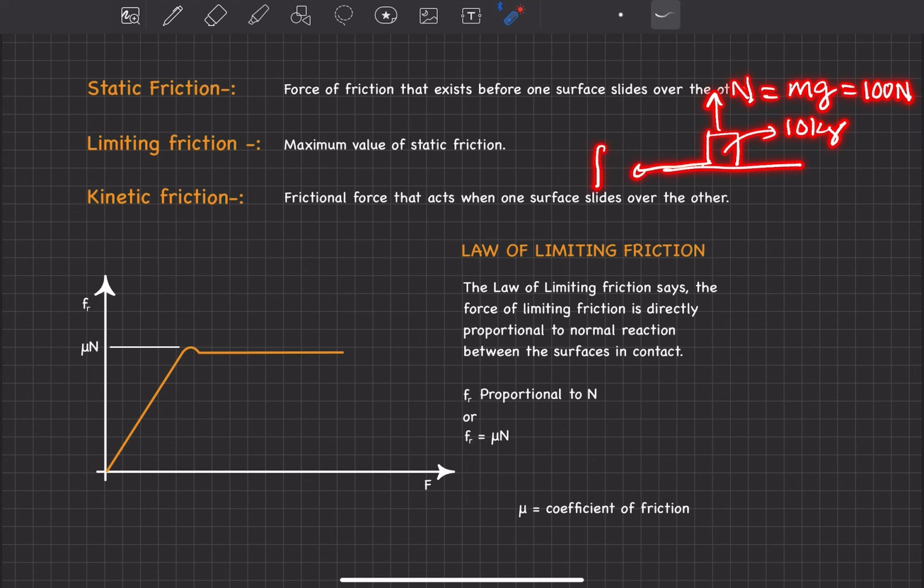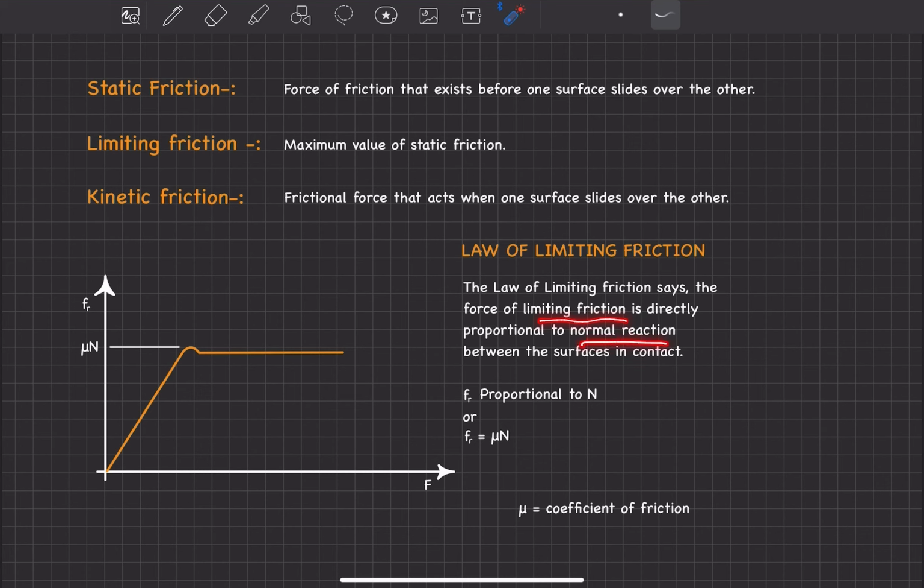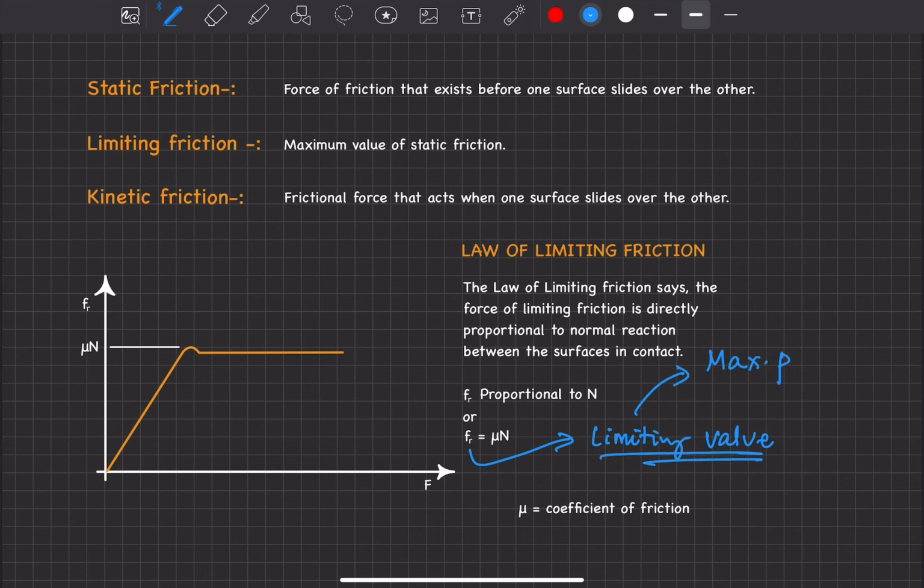So the maximum amount of force of friction, which is our limiting friction, will be given by this law, and it says that the limiting friction is directly proportional to the normal reaction. So Fr is proportional to N, or I can say Fr equals mu N. The thing to remember here is that friction Fr is not just any friction value. It is the limiting friction. This Fr is the limiting value, the maximum possible value. We have to remember this is the maximum possible friction.